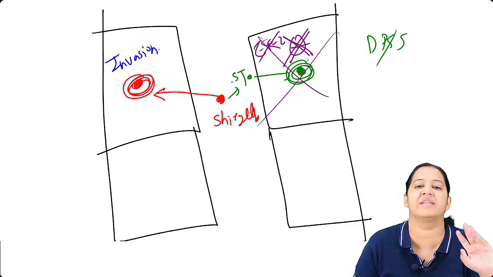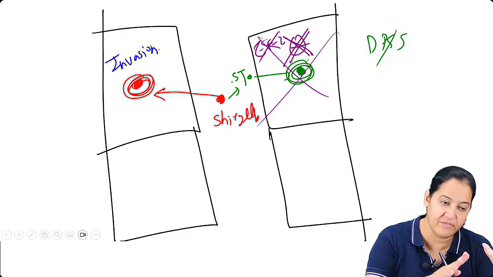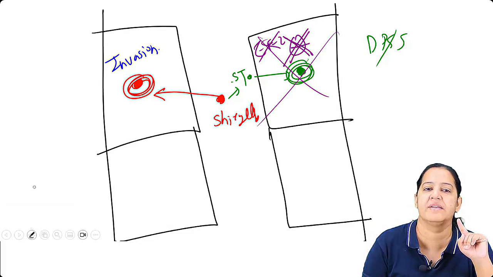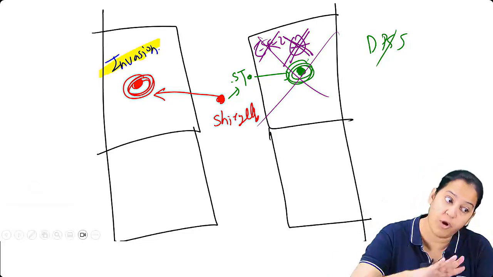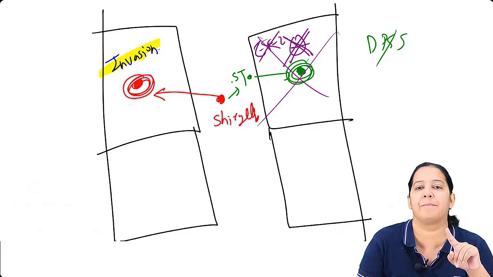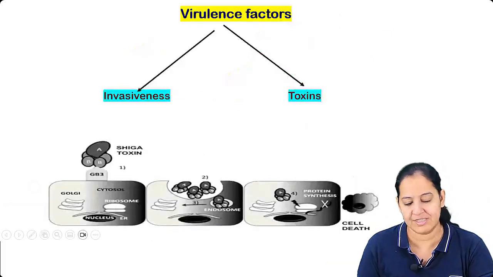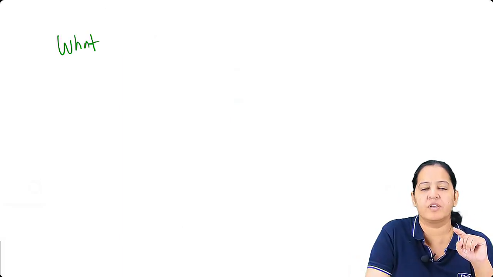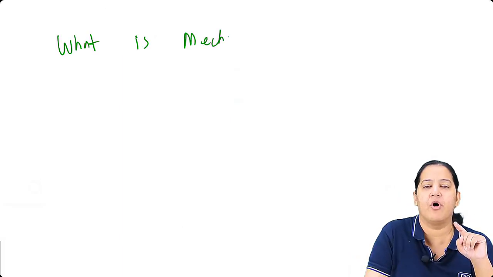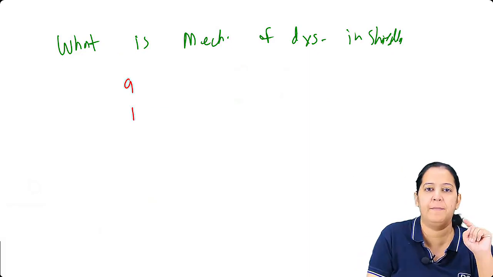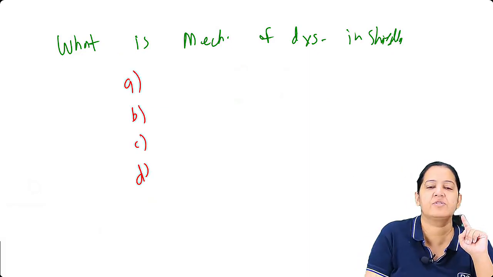So by two mechanisms it causes diarrhea. One is invasiveness, one is toxin. Which is more important for causing dysentery? You will say, ma'am, invasiveness is more important for causing dysentery as compared to the Shiga toxin. Both are there, but if you get both options, just suppose the question is like this: what is the mechanism of dysentery in Shigella? This is your question, and you get four options, maybe A, B, C, and D. The first option is invasiveness.